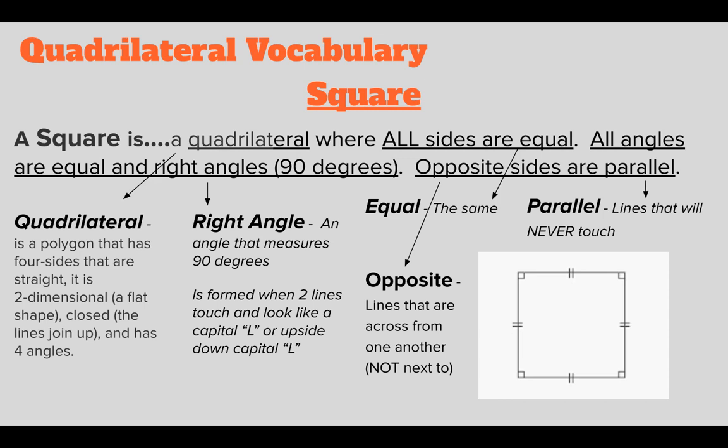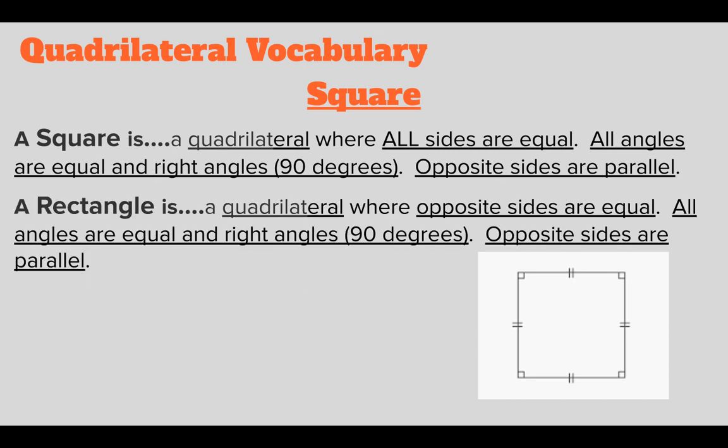Now again, look at your definition of rectangle and compare it to a square. What is different? A square is a quadrilateral where all sides are equal. A rectangle is a quadrilateral where only opposite sides are equal. So again, a very small change means a totally different shape.